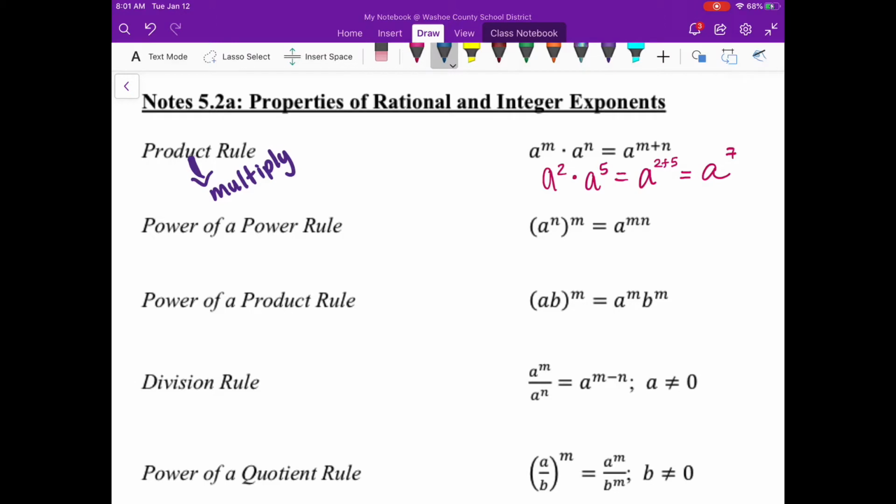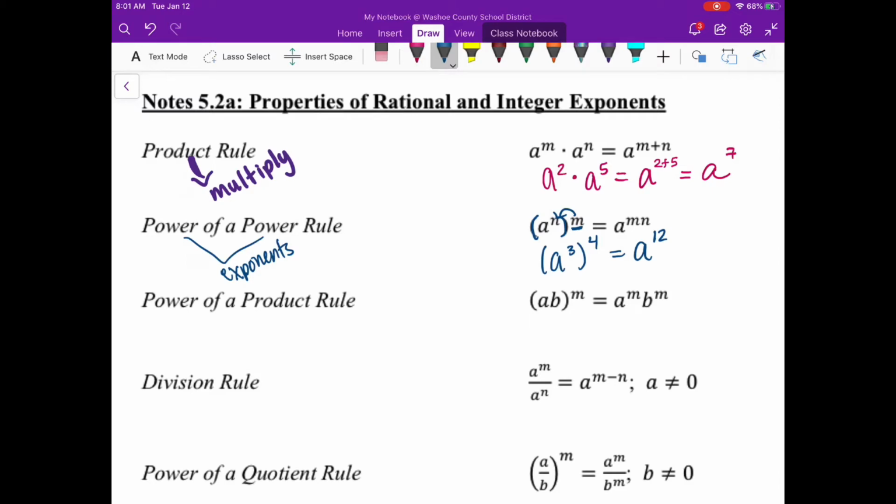Then we have power of a power. And power of a power, these are just exponents. That's another way to think about exponents, is with the word power. So if I have a quantity being raised to a certain power, that just means we're going to distribute this m into the parentheses and multiply them together. So if I had a to the third to the fourth power, that would become a to the 12th because I'm going to multiply the 3 and the 4 together.